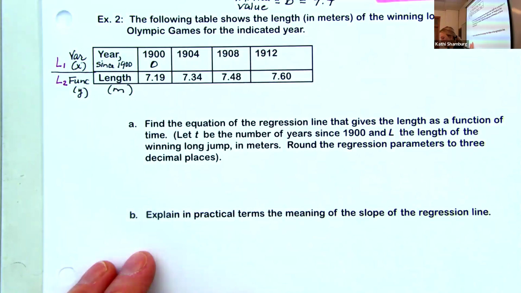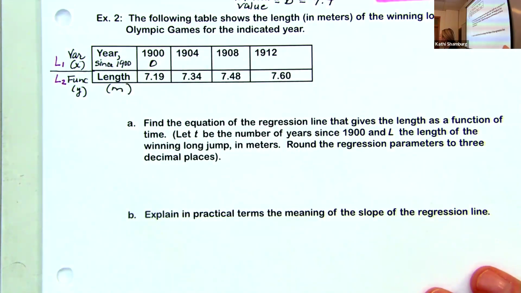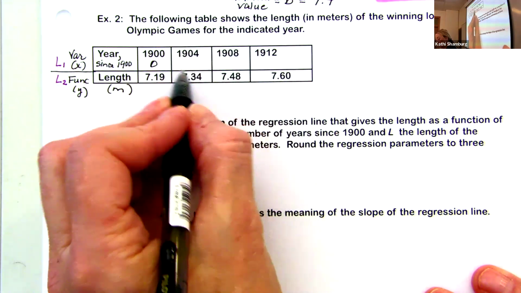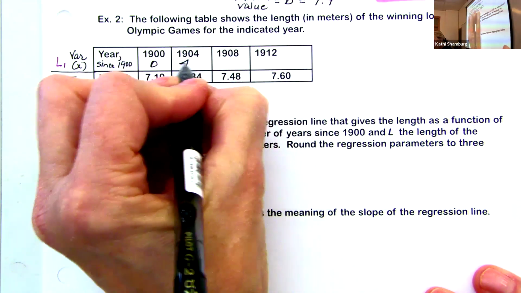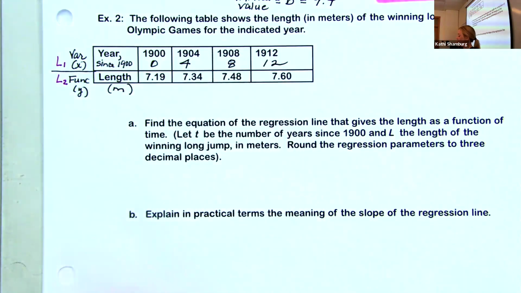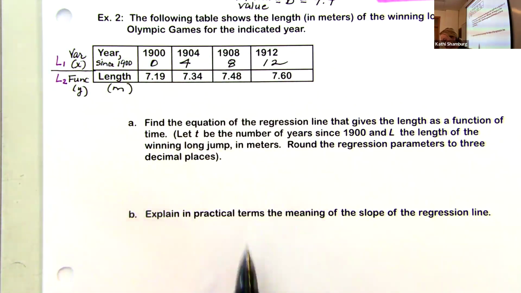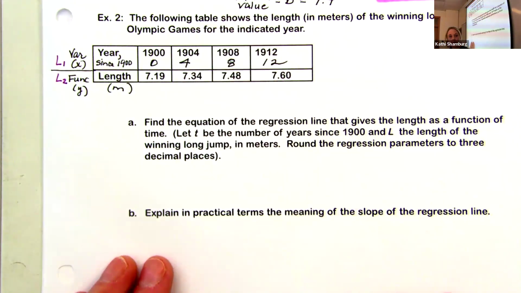Now I made this error in my 9:30 class. I went 0, 1, 2, 3. Is that what's going on here? No, what would this one be? 4, 8, and 12. Okay. All right, so it doesn't ask me to do anything yet.